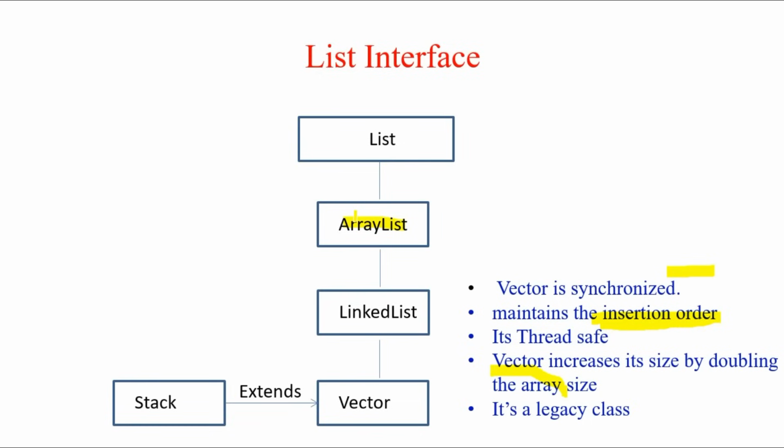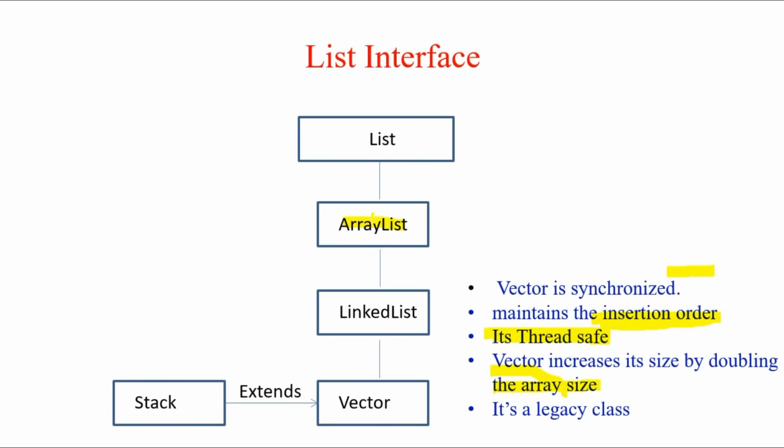collection interfaces or classes. So vector is synchronized, it maintains the insertion order, and it is thread safe. So this is a very important point of vector. This is basically a legacy class, but it is very important because it is a thread safe collection. Basically when multiple threads are working together, it is completely safe to use. Now the vector increases its size by doubling its array size.